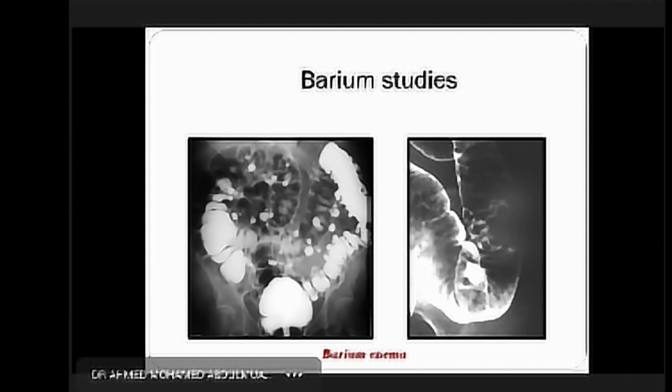See multiple outpouching sacs, and you can see them here all over these bowels. Outpouching sacs, multiple outpouching sacs. So this is diverticulosis. And what we see here, what do you think? What is the abnormality in this one? Any abnormality here?